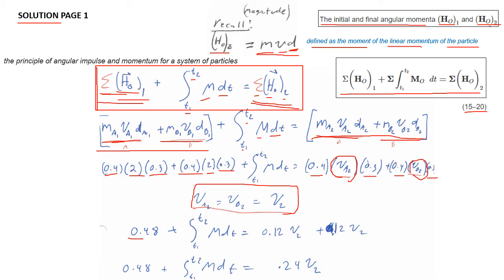Now we can plug and chug, put these all in, and simplify. The left-hand side before our integral is 0.48 plus our integral from t1 to t2 of M dt, which is equal to 0.12 v2 plus 0.12 v2, or simplified to 0.24 v2 when we add those two together. So now we have 0.48 plus our integral from t1 to t2 of M dt is equal to 0.24 v2.